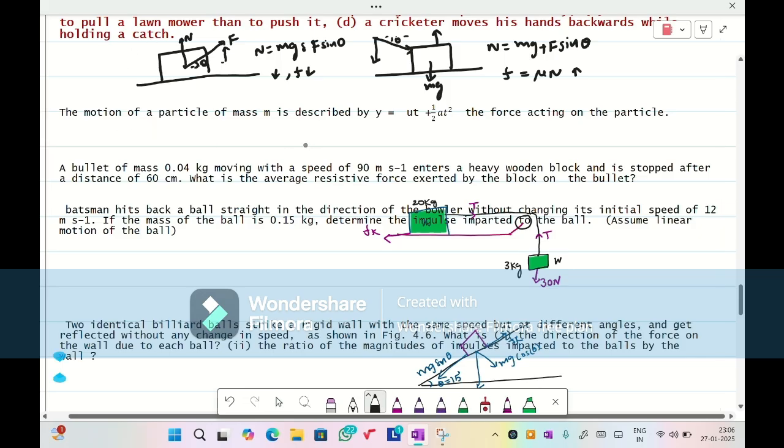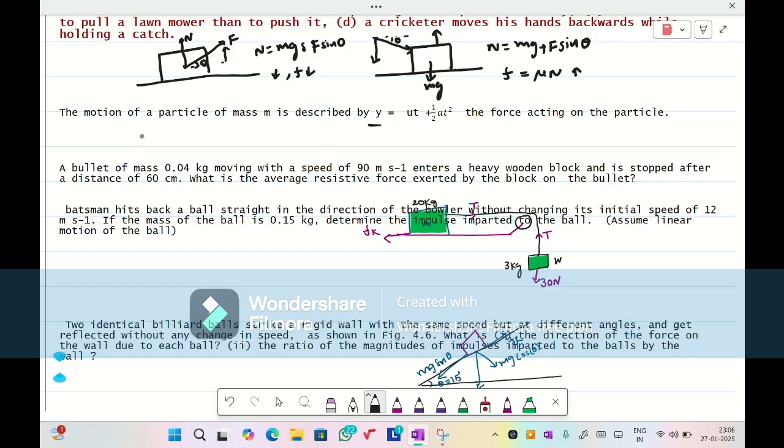Motion of the particle of mass m is given by y equal to ut plus half at square. The force acting on the particle: so this is the motion, and here force is equal to ma. So a is equal to dv by dt, that equals d square x by dt square. Two times you have to differentiate, so if you differentiate two times, it will become a. Therefore F equal to ma formula.